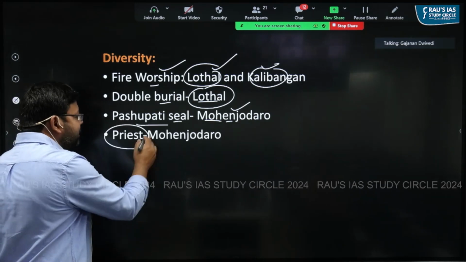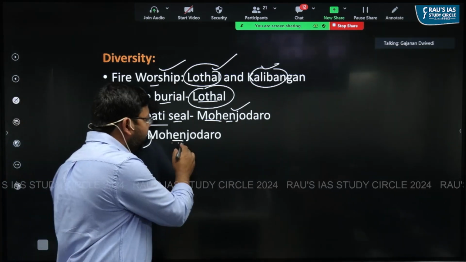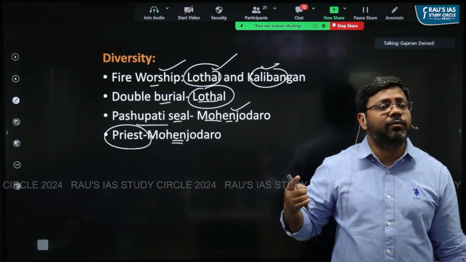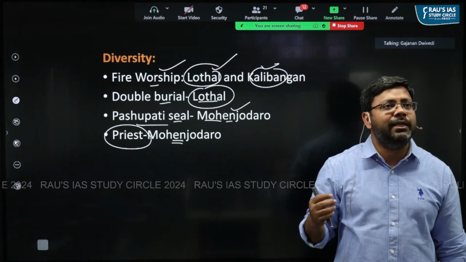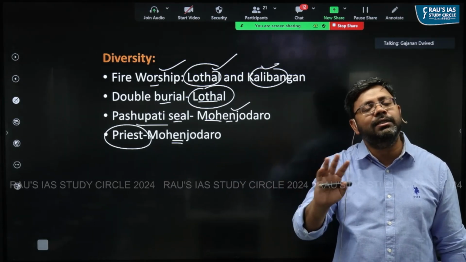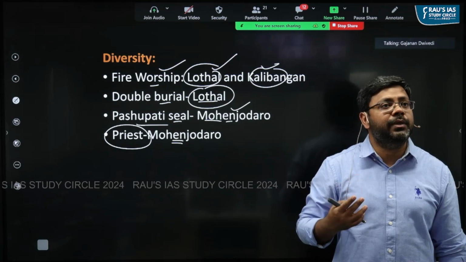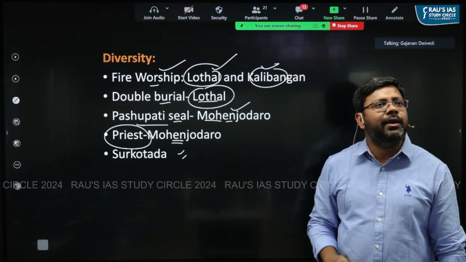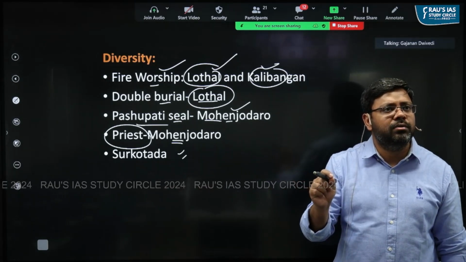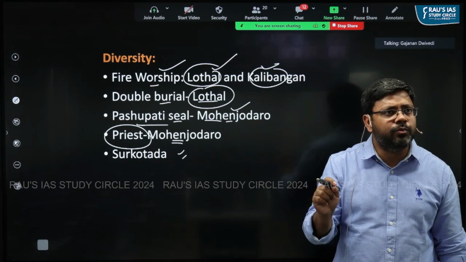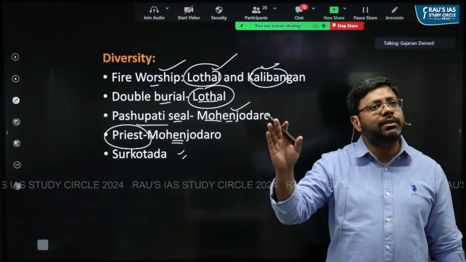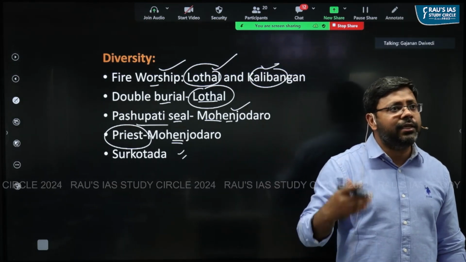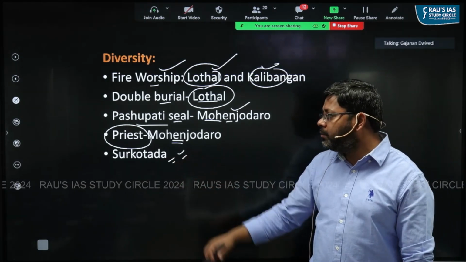Then the priest-like person which has been found from Mohenjo-daro. The image of the priest that we have found from Mohenjo-daro, the priest-like identity in other places, even in terracottas, that we have not found. But the image of the priest has been found from Mohenjo-daro. Then Surkotada, we have the evidence of horse bone. Unique it is, because in other sites, we do not have any clear evidence of use of horse. But Surkotada, it's exceptional. We find the evidence of horse bone.